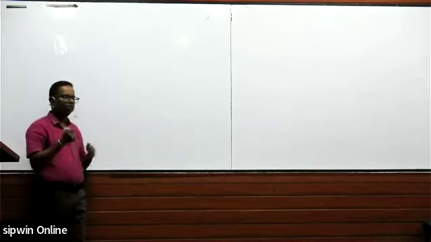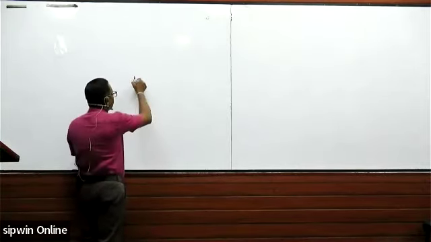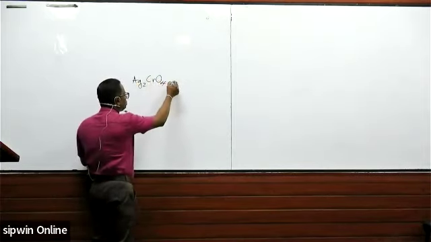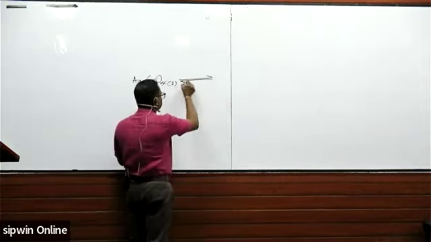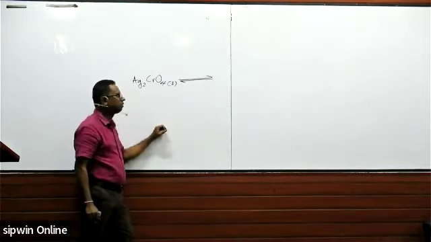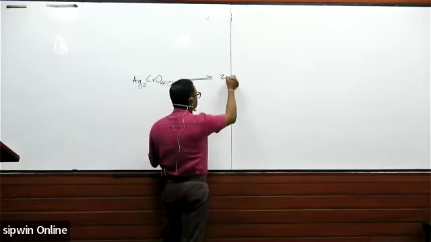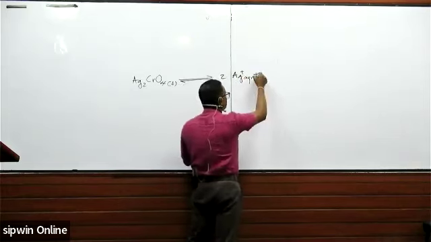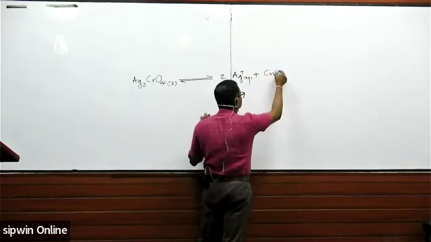Take another example, silver chromate. Ag2CrO4 solid, in equilibrium with silver ion, aqueous, plus chromate, aqueous.